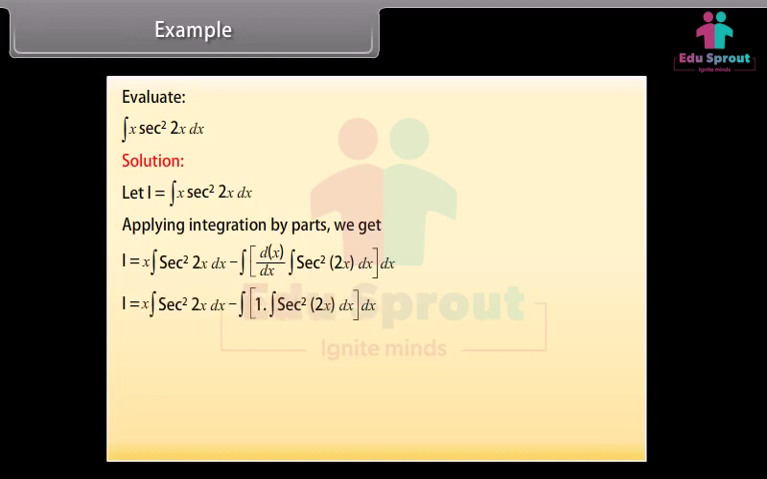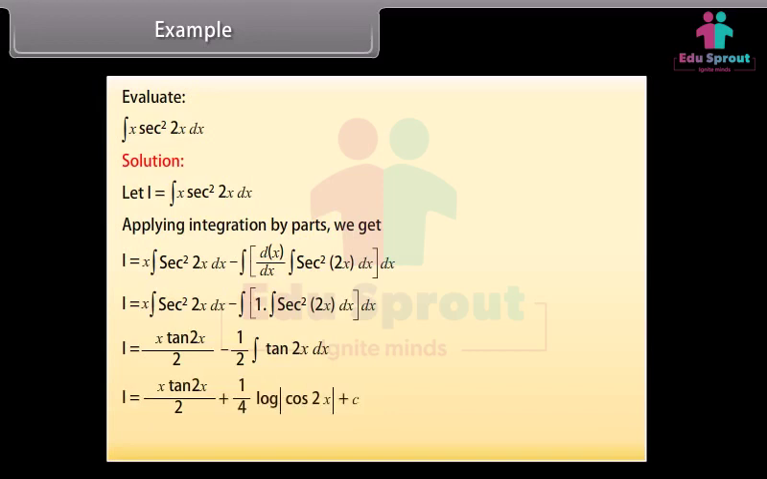I is equal to x into the integral of sec² 2x minus the integral of 1 into the integral of sec² 2x. I is equal to x into tan 2x over 2 minus 1 by 2 into the integral of tan 2x with respect to x. I is equal to x tan 2x over 2 plus 1 by 4 log mod of cos 2x plus c, where c is an arbitrary constant.